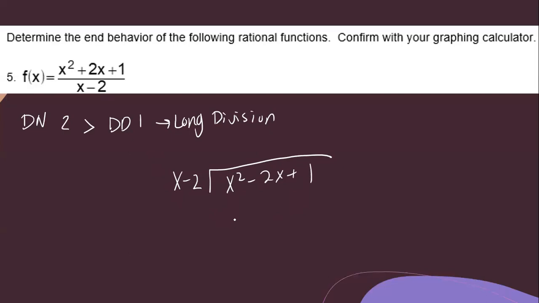When we're dividing, remember: divide, multiply, subtract, bring down. So we have x squared divided by x. What is that? X. After we divide, we then multiply. X times x is x squared. X times -2 is -2x. After we multiply, we subtract, which means we're changing our signs and combining like terms.